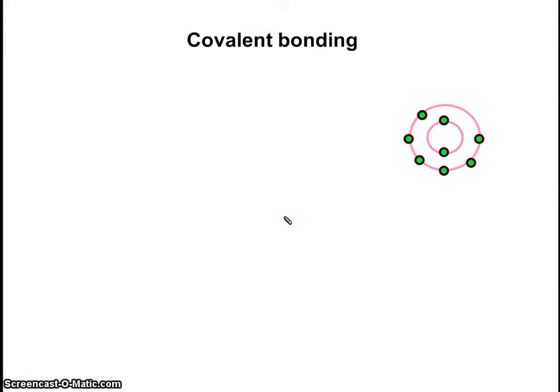Okay, so we just learned about ionic bonding, where positive ions and negative ions are attracted to each other and stick together like little magnets. Opposites attract. Today, we're going to look at covalent bonding. Now, the word covalent, you can break down into two pieces. There's co and valent.